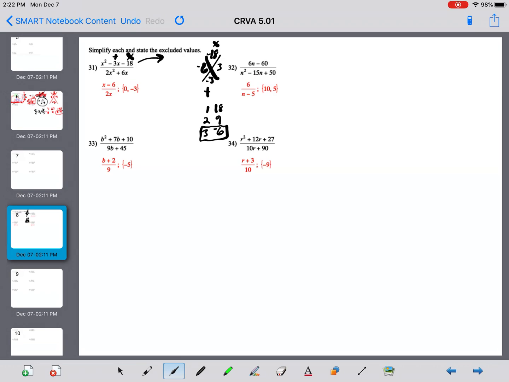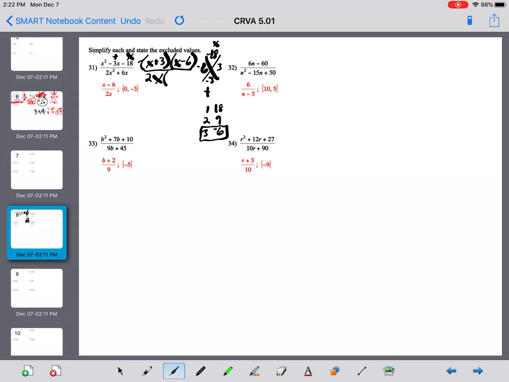So the top can be factored to x plus 3, the 3 is positive, times x minus 6. The 6 is negative. Now on the bottom, that's not a trinomial. It's not a difference of squares, but I can see that I can factor out a 2x from each of those two terms. It has a GCF. Always look for a GCF. Always. You'll see that in the next set as well, how important that is.